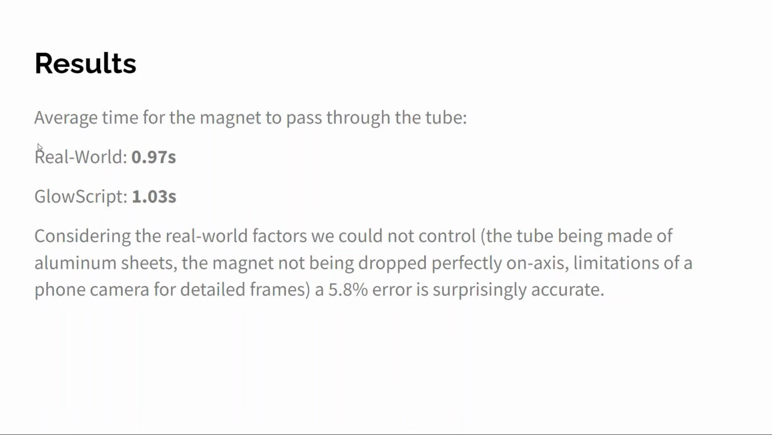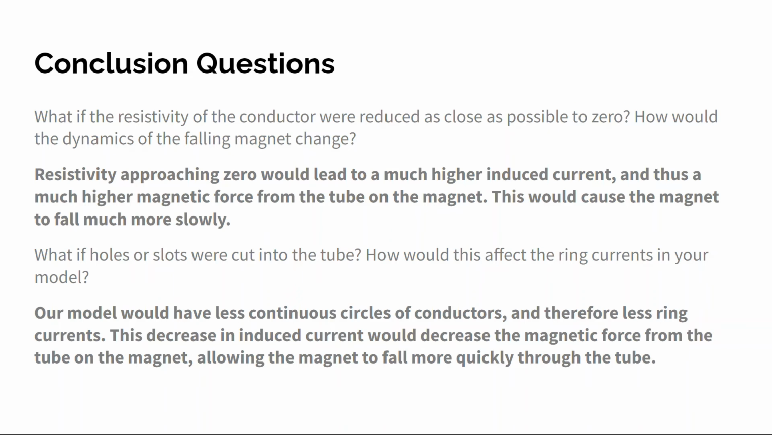For our results, we can see that our real-world and GlowScript values were pretty close to each other, with only a 5.8% error, which can be due to factors such as the tube being made of aluminum sheets rather than solid aluminum, the magnet not being dropped perfectly on axis, and the limitations of a phone camera for detailed frame analysis. Now finally, we'll look at some conclusion questions.